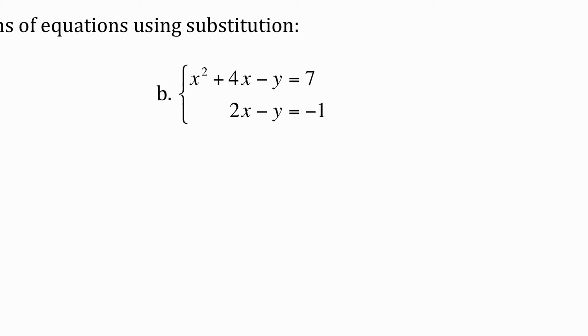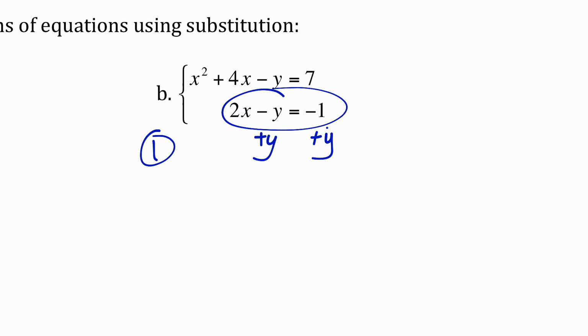Letter B is going to take a little bit more work because we have a quadratic there, so it's a little more complicated, but the same principles apply. Look for which one you think is going to be a little easier. I think the second one's going to be a little easier to deal with. So for step 1, I'm going to take that second one and solve for a variable. What I'm going to do, this is not the only way you can do this, but I'm going to add y to both sides, but I'm also going to add 1 to both sides. So we have 2x plus 1 equals y.